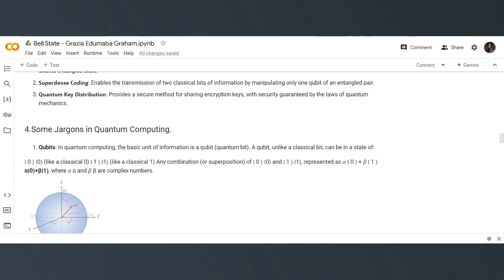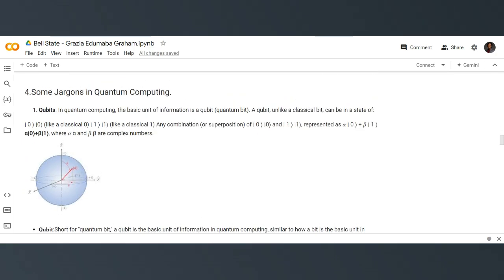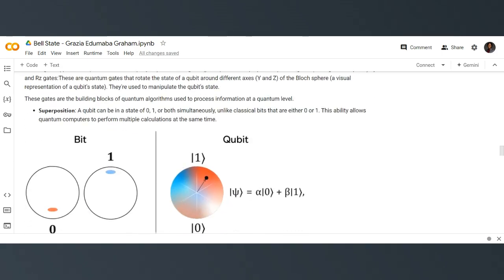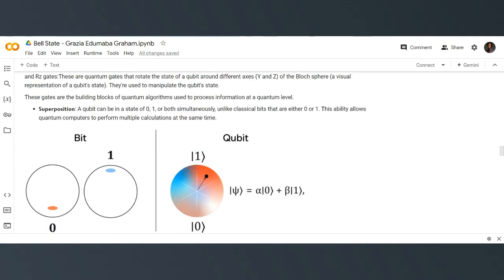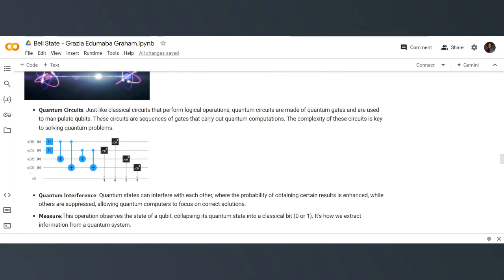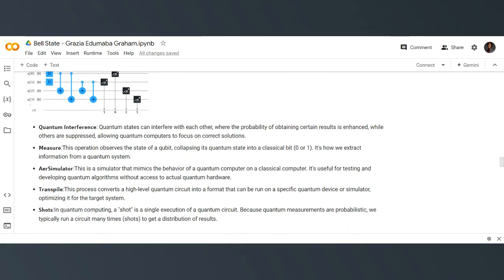I'll be talking about quantum. For this fourth point in my outline, I've explained some of the jargon used in the quantum computing field. So we have here qubits with some pictures. We have quantum gates, which we've already explained, but we need them here too. Entanglement, that's basically what this notebook is about, along with quantum circuits and all. Okay.